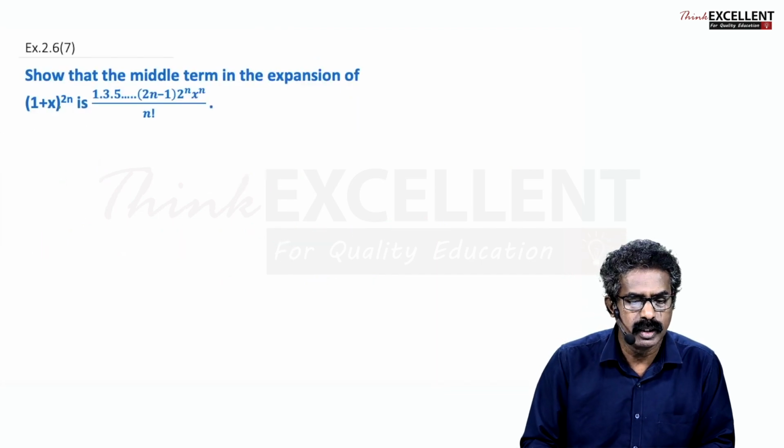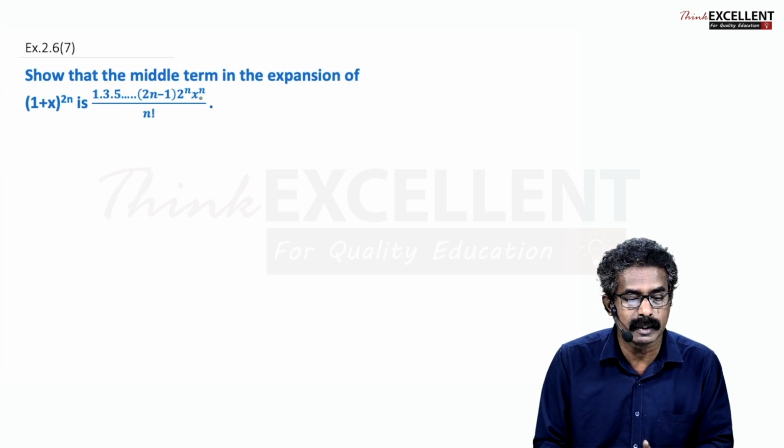Okay, listen, the seventh question. Show that the middle term in the expansion of 1 plus x raised to 2n is 1 into 3 into 5 into etc. up to this. Okay, so this is the answer. Find the middle term in the expansion of.